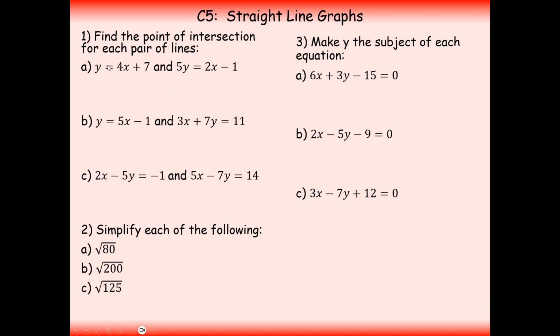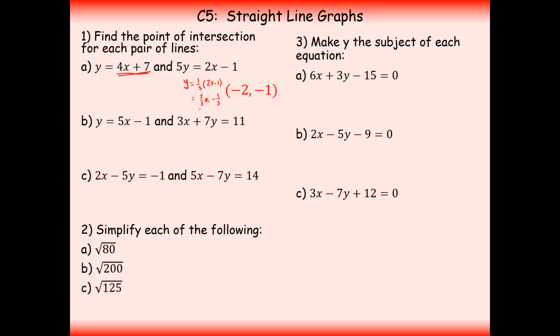The points of intersection of 1A involves you simply solving simultaneous equations. So you could simply set these two equations equal to each other once you divide by 5 on the right here. So this equation you would have had 2/5 of x minus 1/5, and you would have set it equal to this other equation and you would have solved it.